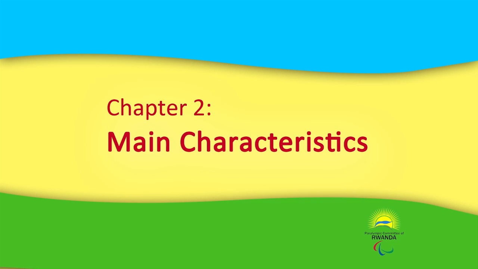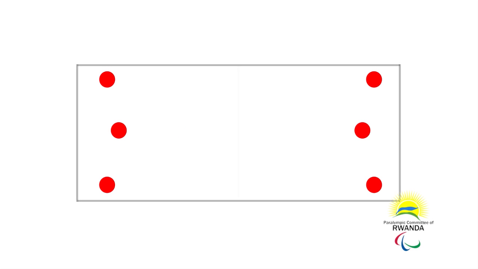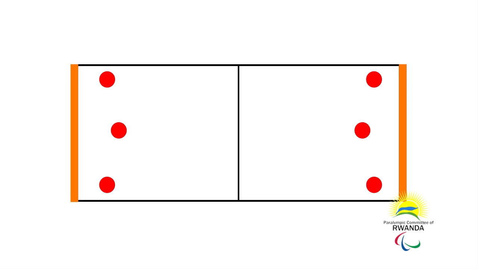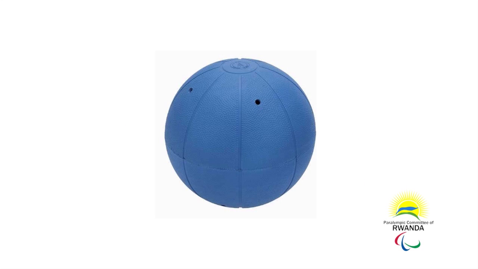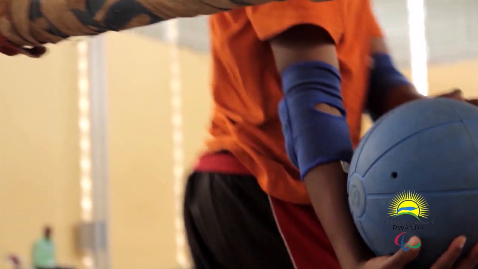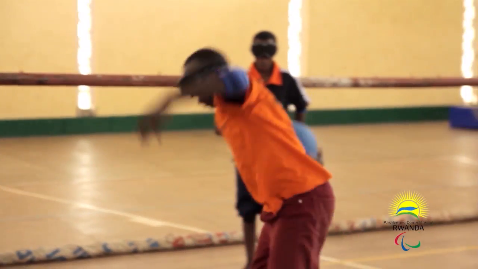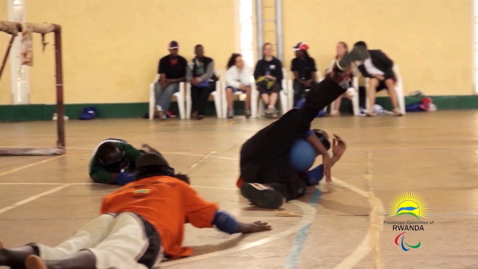Chapter 2: Main characteristics. Goalball is a game played by two teams of 3 players each, with a maximum of 3 substitutes on each team. Goalball is to be played on a rectangular court which is divided into 2 halves by a center line. Goals are erected at either end, and the game is to be played with a bell ball. The object of the game is for each team to roll the ball across the opponent's goal line, while the other team attempts to prevent this from happening.